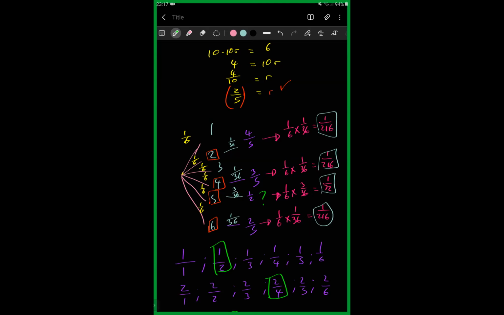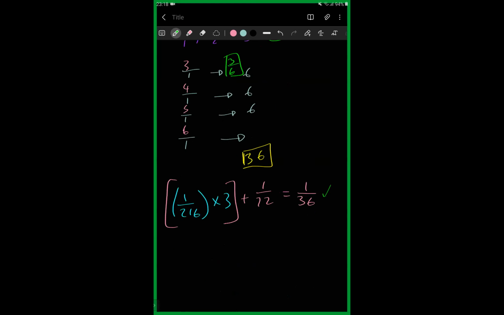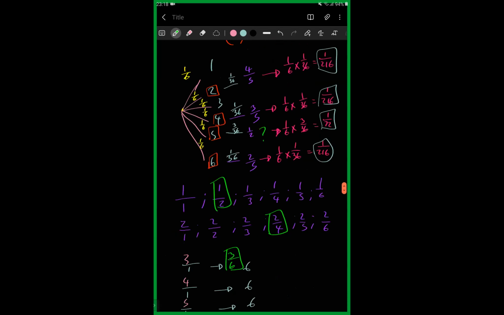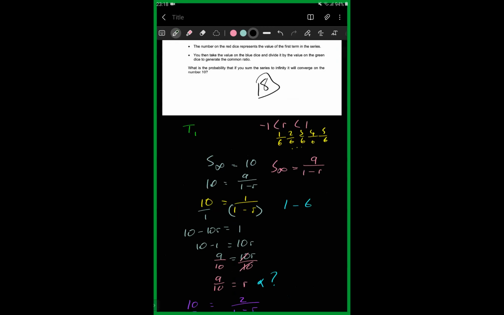So 6 has to go with this value of r. If we are to get this value as a value of r, this is the probability of getting that. So the probability of getting 2, 4, 5, and 6 is just 1 out of 6, and then you have to multiply it with the probabilities of getting these values of r. So these are the probabilities of getting a sum to infinity of 10, and you add up those probabilities, which gave us 1 out of 36. So this answer is quite dope, quite cool. This could easily be an 8-mark question in an exam, in my opinion, because it is quite interesting. But yeah, it's a cool question.